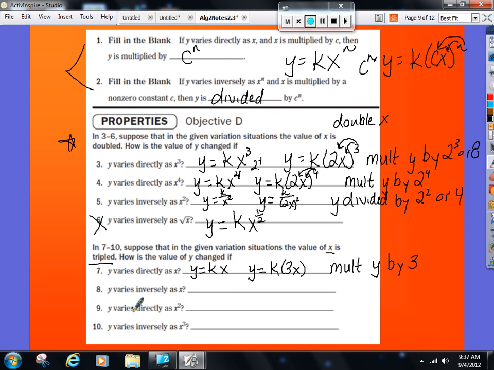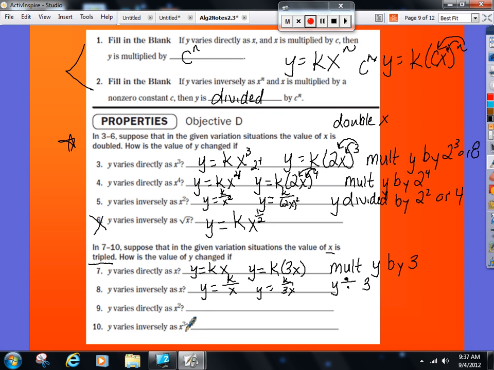Y varies inversely as x. Y equals k over x. If I triple x, y has to get smaller, so y is going to be divided by what? Well, y equals k over 3x. No exponent again, so y will be divided by 3.